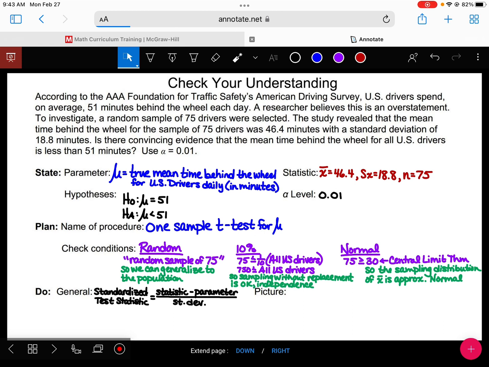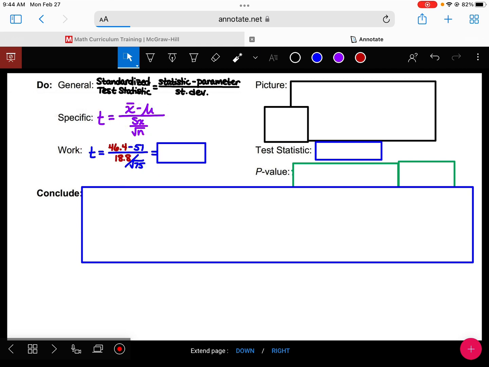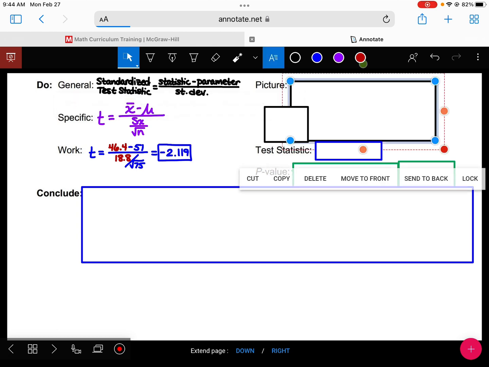Anytime we are doing significance testing, our general formula is standardized test statistic equals statistic minus parameter divided by our standard deviation. I can come back to this if you guys need me to, but I want to finish out going over this real quick. So the specific formula, t equals x bar minus mu over sx divided by square root of n. So I got a t-score of negative 2.119.